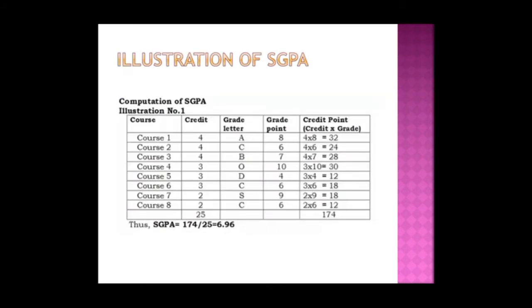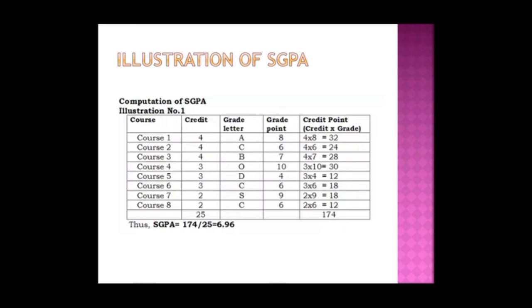And now the illustration of the SGPA. How can we calculate SGPA? I already told you each subject or course has its own credits. That is course 1, 2. Here 8 courses are mentioned, so the credit is also mentioned here. You can see the columns based on credit and the courses are there. And the grade letter is there. Grade point is there. And credit point is here.